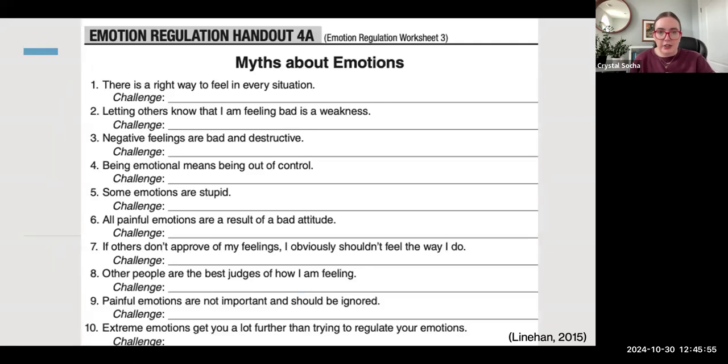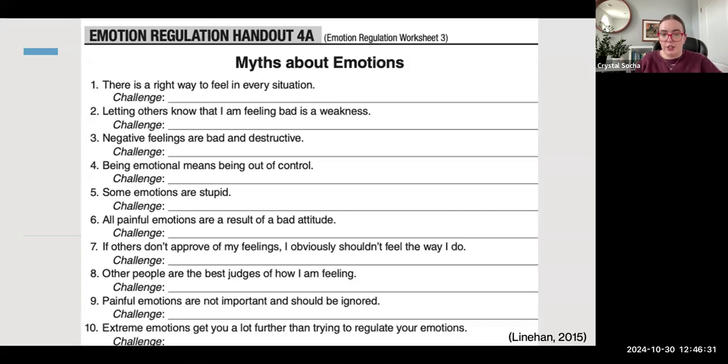So I'll give you a moment to look at this and I'll read some of them out loud. Let me know which stand out for you or the ones that you hear most often in the people that you're working with or for yourself, whatever is easier. So some of these myths include there's a right way to feel in every situation, letting others know that I am feeling bad is a weakness, negative feelings are bad and destructive, being emotional means being out of control, some emotions are stupid, all painful emotions are a result of a bad attitude. If others don't approve of my feelings, I obviously shouldn't feel the way that I do.